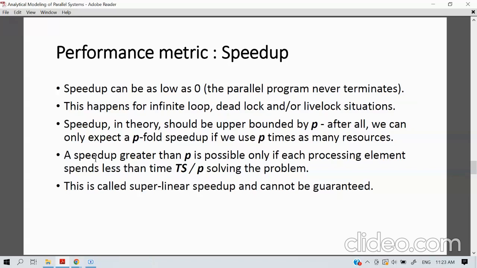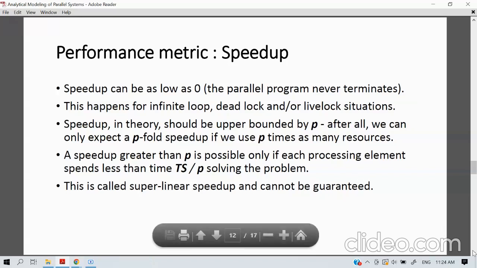It is said that a speed up greater than P is possible. So we have to make sure of the number of P, whether it is 2 or 3, we have to check. A speed up greater than the number of P is possible only if each processing element spends less than TS over P time solving the problem. This is called super linear speed up and cannot be guaranteed. If our speed up is more than the number of processors, it is called super linear speed up. But it cannot be guaranteed, it's hard to get.